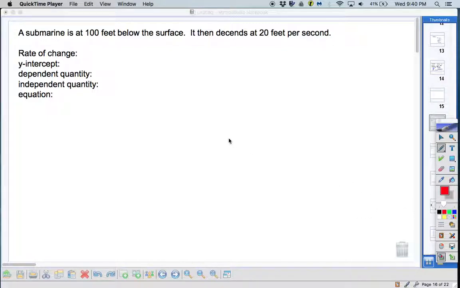So first thing we got is, let's read it. It says a submarine is at 100 feet below the surface. It then descends at 20 feet per second. So there's a couple key pieces of information here. First piece of information that we'd like to look at is 100 feet below the surface. And the other one is this 20 feet per second with this word descends. So that's the important information that we're given.